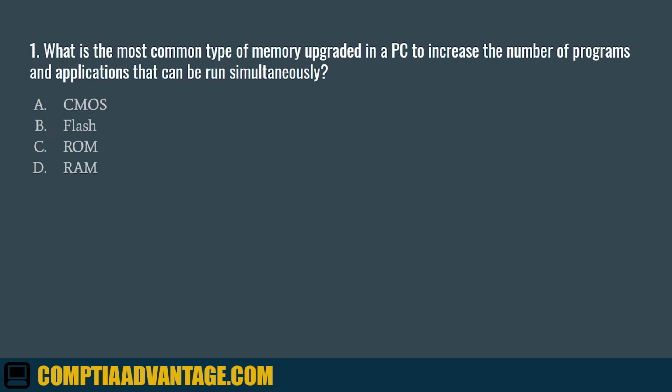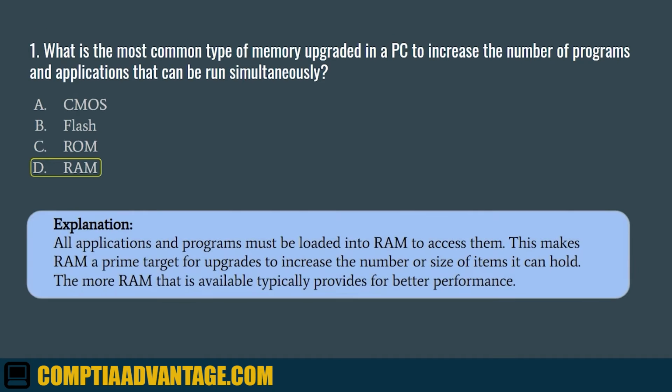Question 1. What is the most common type of memory upgraded in a PC to increase the number of programs and applications that can be run simultaneously? A. CMOS, B. Flash, C. ROM, D. RAM. The correct answer is D. RAM. All applications and programs must be loaded into RAM to access them. This makes RAM a prime target for upgrades to increase the number and size of items it can hold. The more RAM that is available typically provides a better performance.